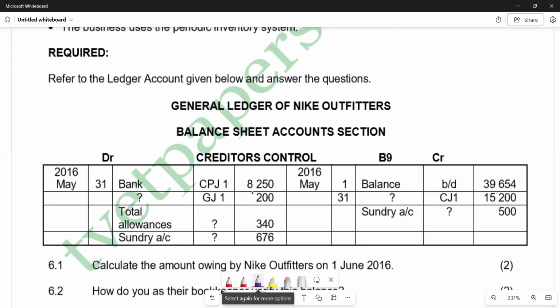So if you add the debit side, let's just try to see the total of the debit. If you add, you are going to see that the total that you are going to get is 9,166, which is the total of the debit side. The total of the credit, if you add there, you're going to get an amount of 55,354.